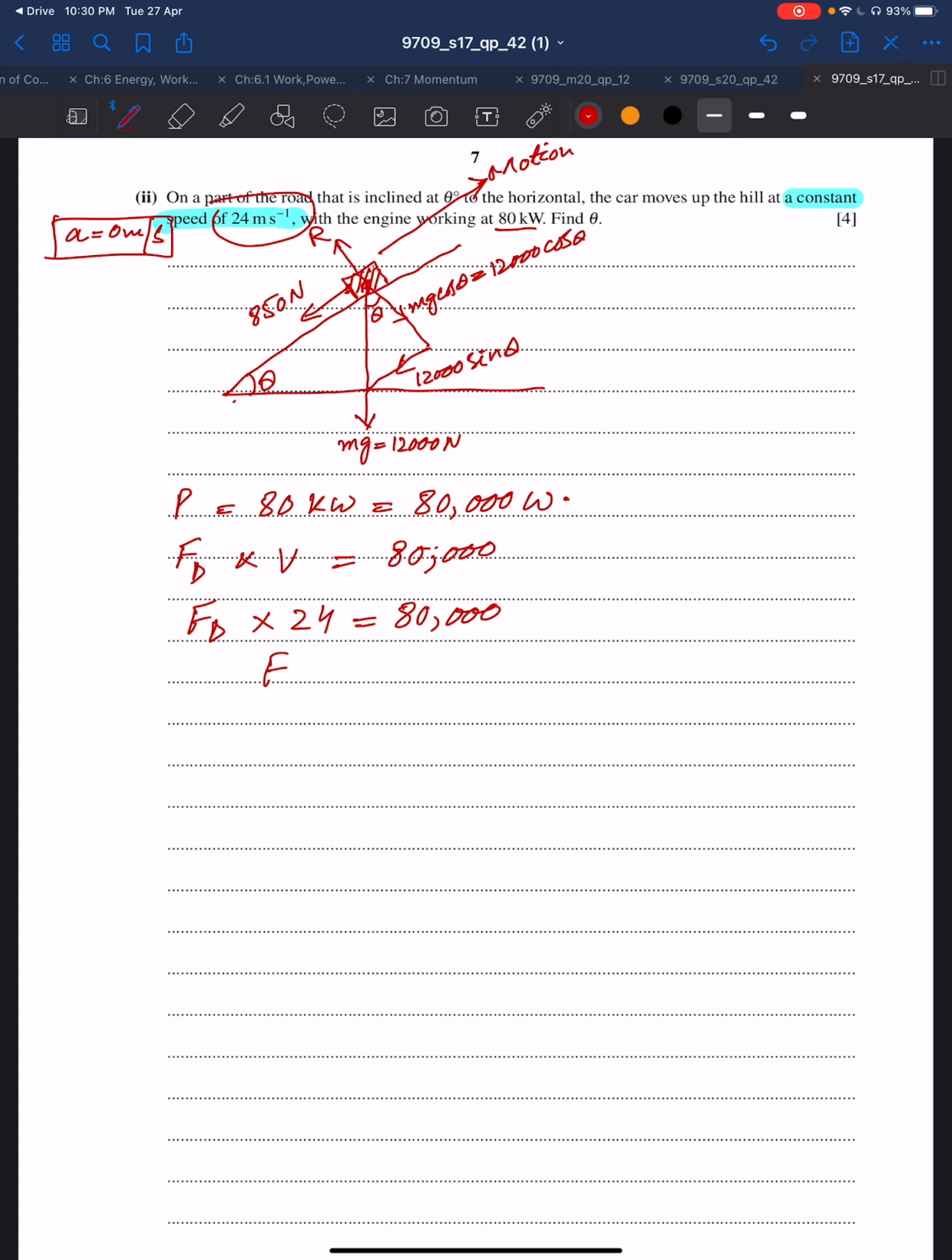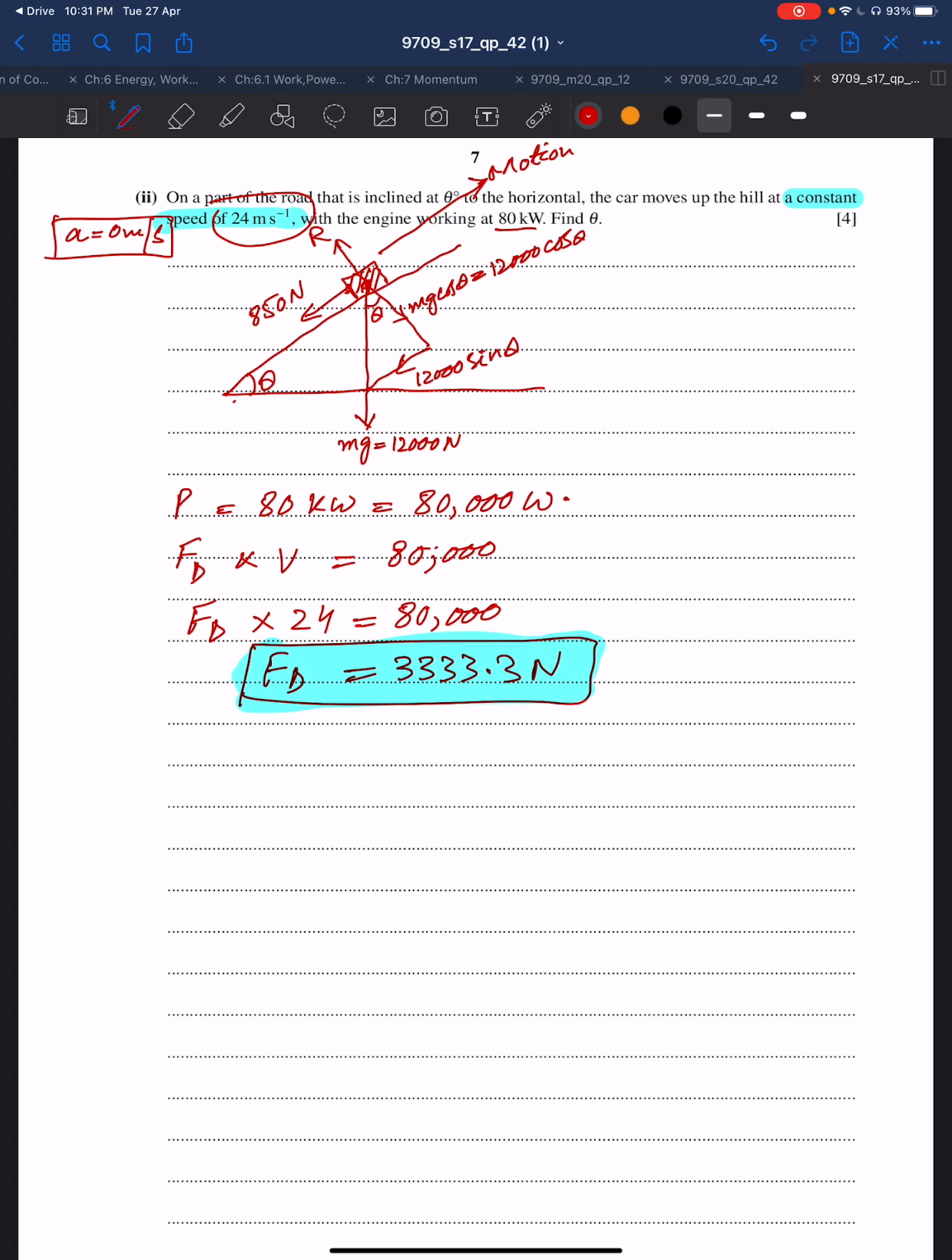Okay, driving force is equal to what? That is 80,000 divided by 24. So this will come to 3333.3 Newton. So you got the driving force equals to 3,333.3 Newton.